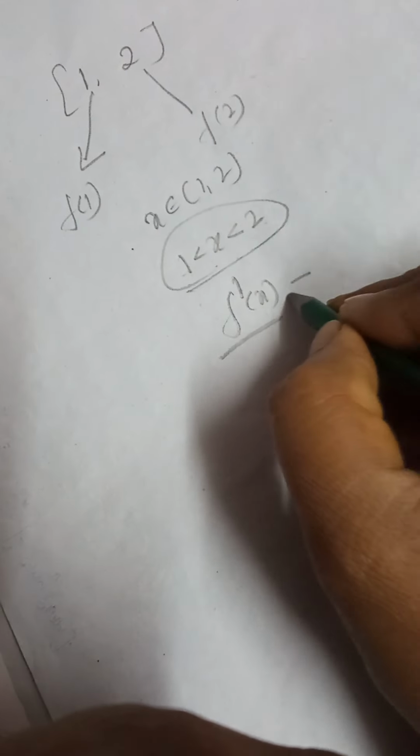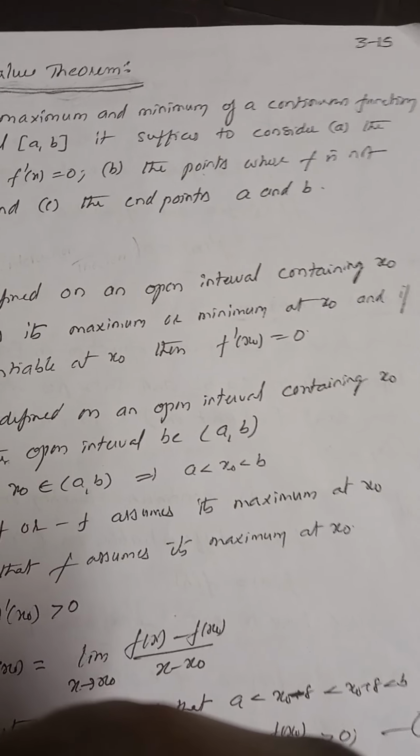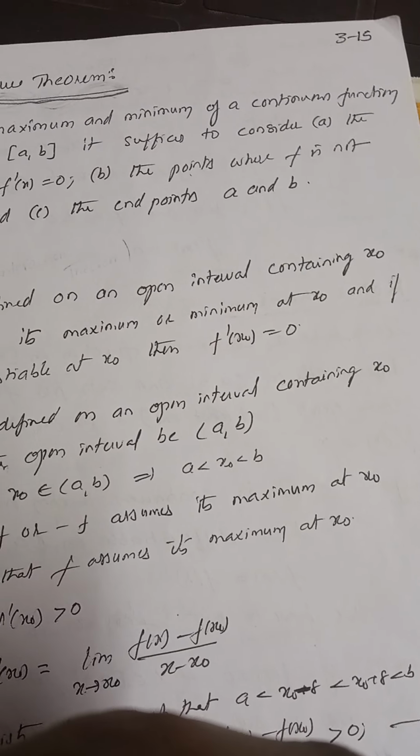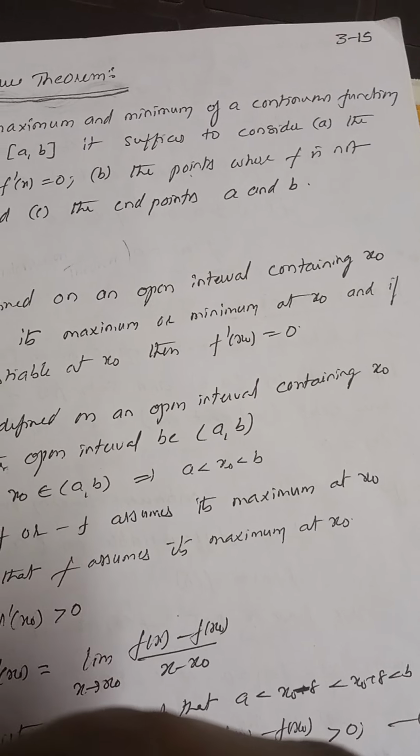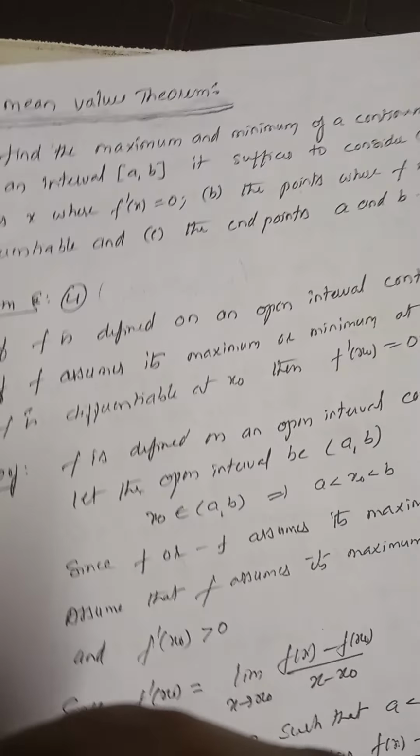We have to find f'(x). If f'(x) is equal to 0, then we can analyze the given function to see whether f has a minimum or maximum. If f'(x) is not equal to 0, or if f is not differentiable, we have to calculate the function value at the end points.